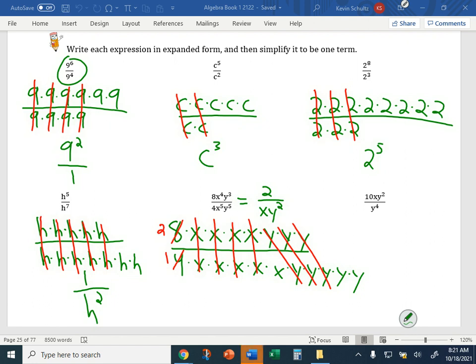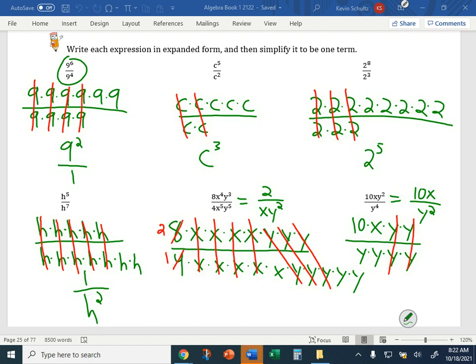Any of you lost? Not quite sure how to deal with this or that? All right. Last one on this page. 10xy squared over y to the fourth. Expanded form. 10 times x times y times y. Denominator. Y times y times y times y. The only thing I can cancel out are my y's there. So 10x in my numerator, y squared in my denominator. Very Christmassy today. Any questions on this?